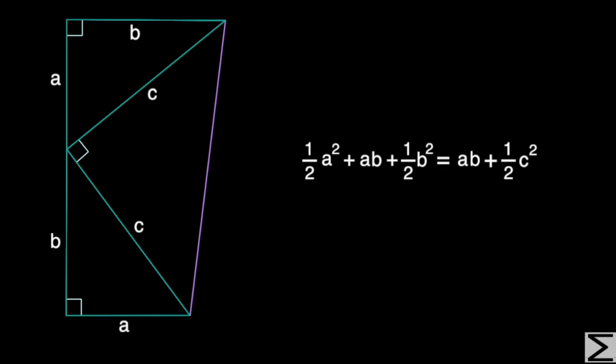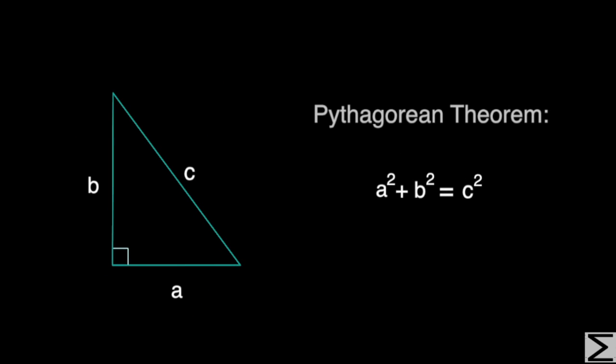From here, we can subtract A times B from both sides. We can divide 1/2 from both sides, or equivalently multiply both sides by 2. And what we get is A squared plus B squared equals C squared, otherwise known as the Pythagorean Theorem. And that concludes President Garfield's proof.